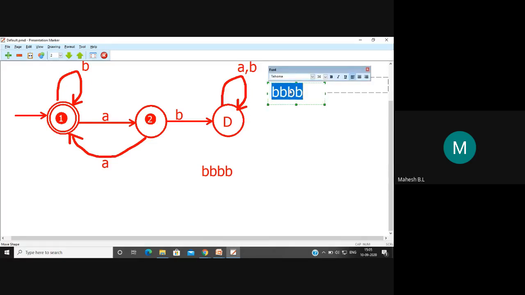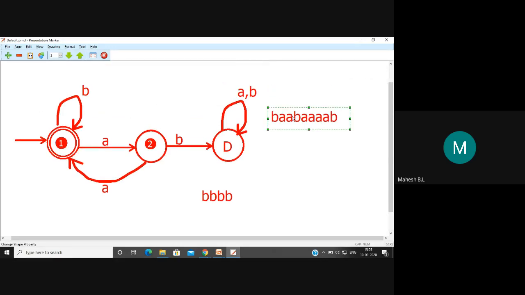Let me consider another example. B, A, B, A, A, A, A. Let me put one B at the end. Now, as you can see, there are two regions of A's, one of length 2, another of length 4. Both are of even length. So it belongs to the language.